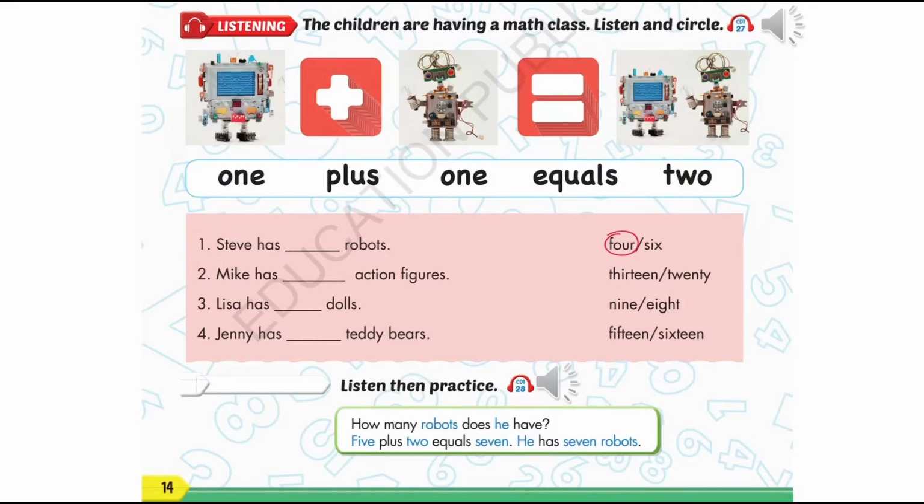4. Jenny has 10 teddy bears. Her dad gives her 6 teddy bears. How many teddy bears does she have? 10 plus 6 equals 16. She has 16 teddy bears.